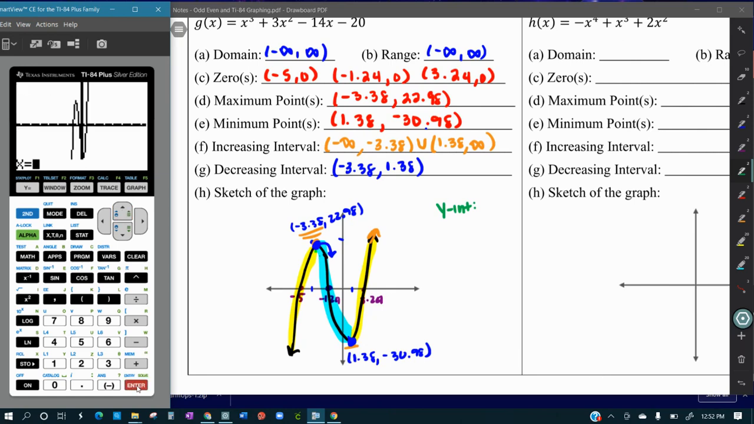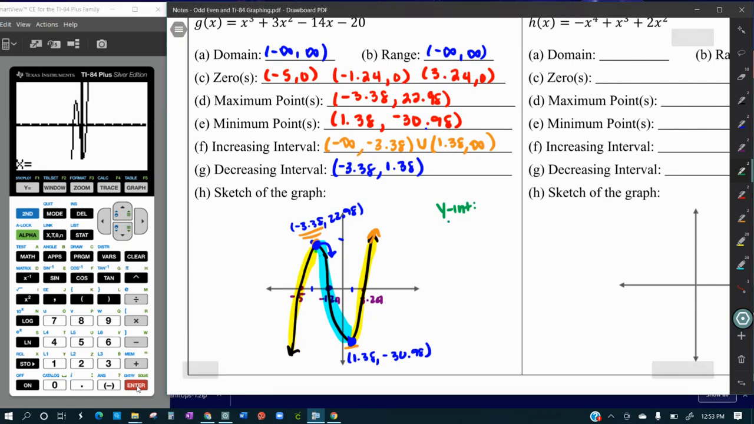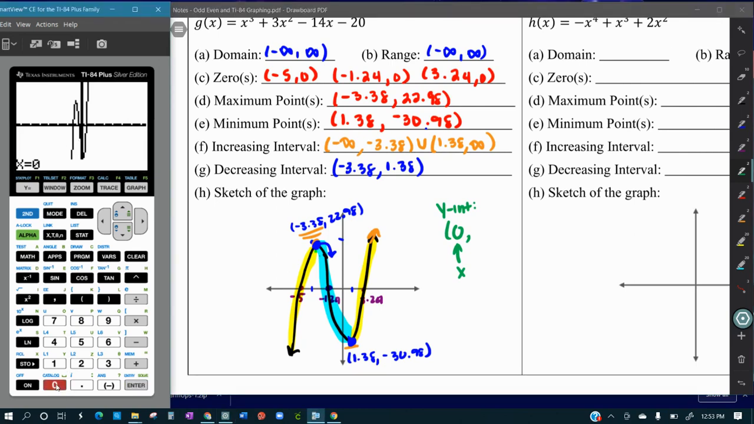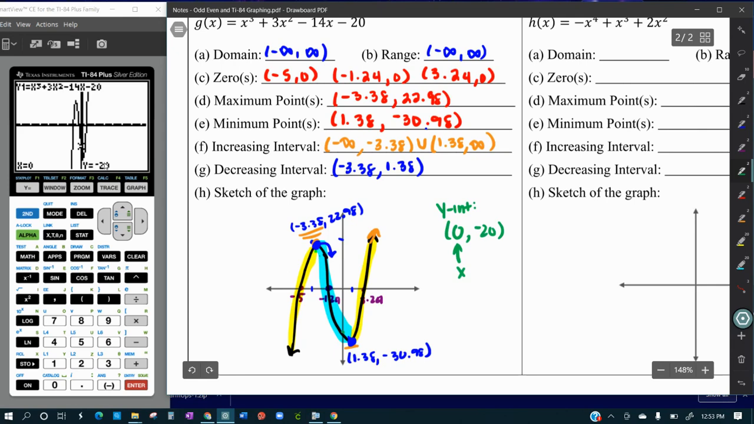So press enter. And it's going to ask you, which x do you want? Well, think about a y-intercept. Your x is always 0 no matter what. So we want to calculate an x value of 0. So we're going to put 0, and we're going to press enter. And it gives you the y-intercept at 0, -20. So this point here should be 0, -20. So you can find exact points on this graph using the value function.